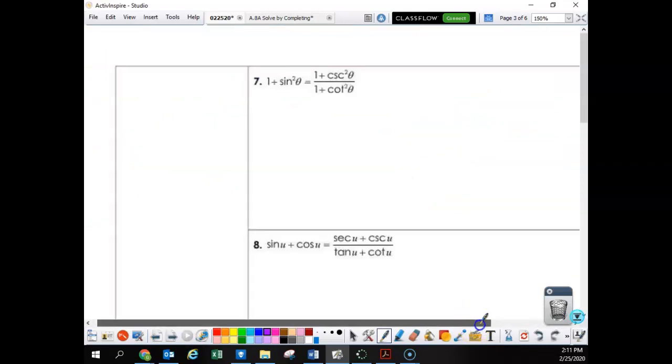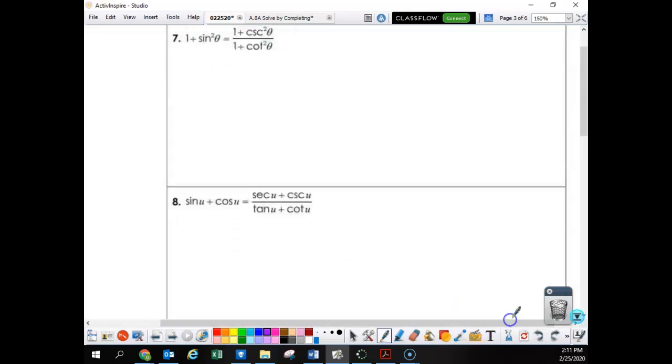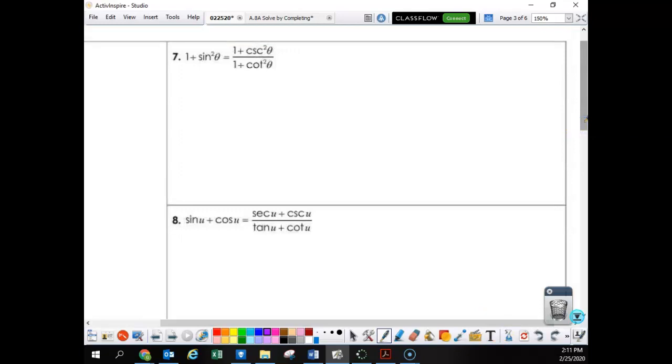Let's look at number 7. So number 7, it's 1 plus sine squared theta is equal to 1 plus cosecant squared theta over 1 plus cotangent squared theta. So let's mess with the right side. And I'm going to rewrite that cosecant as 1 over sine squared theta divided by 1 plus that cotangent. I'm going to change it to cosine squared theta over sine squared theta.